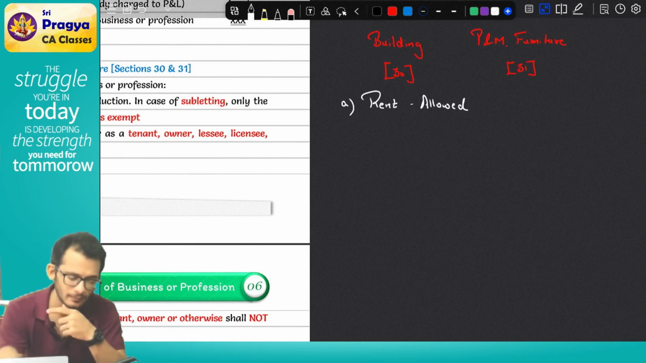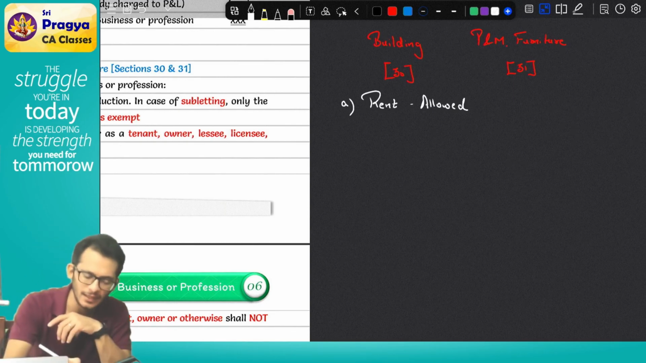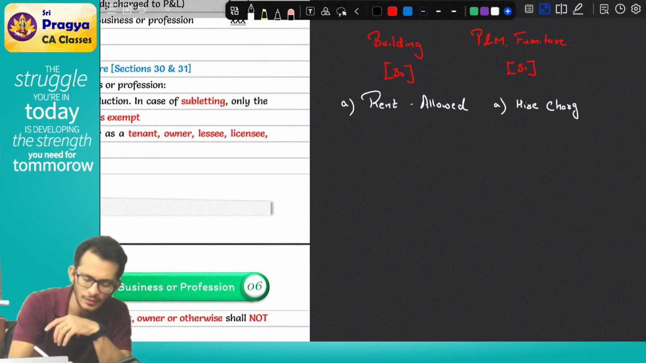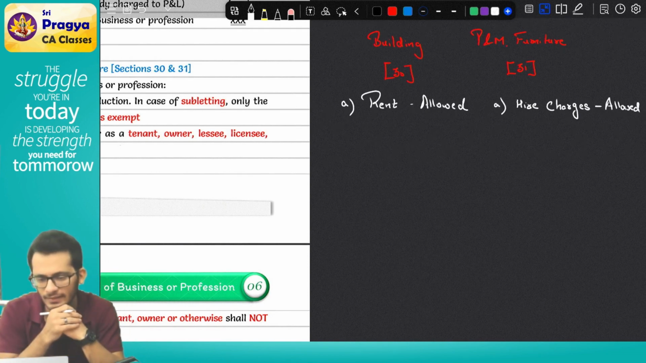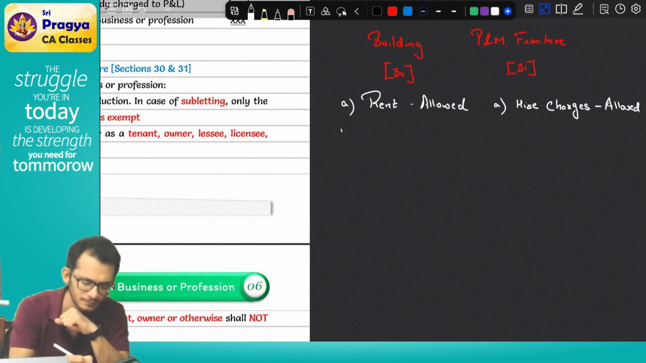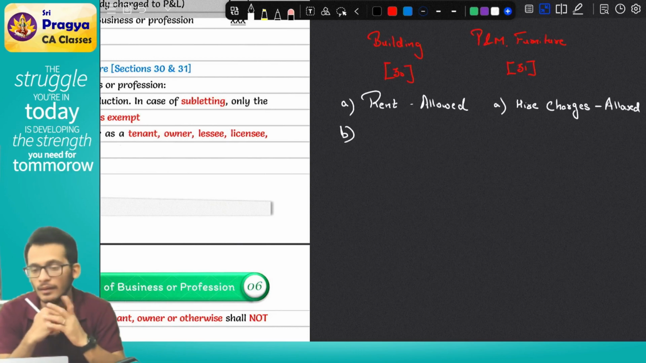Next. If you're talking about rent in building, in plant and machinery and furniture, it will be called hire charges. Yes or no? Yes. Hire charges, allowed, not allowed? No restriction. Straightforward, allowed. Yes. Next, what other expenses can you incur?